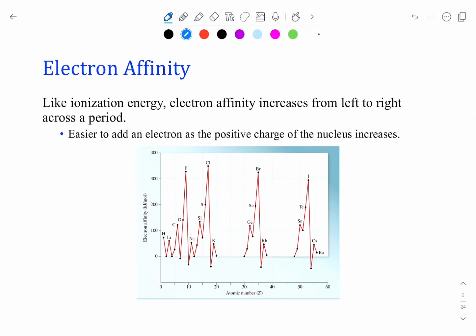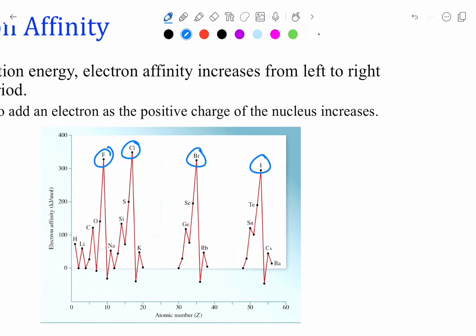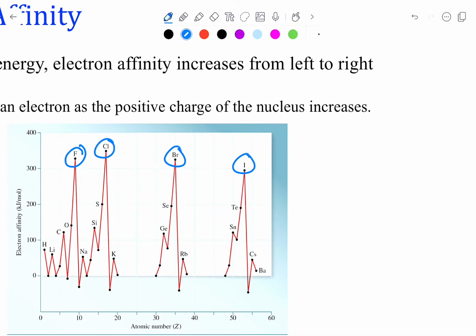So, like ionization energy, electron affinity increases from left to right across a period because it's easier to add an electron as the positive charge of the nucleus increases. Okay, so as we add more protons, that increases our positive charge, meaning it's easier to take on an electron. So we have fluorine, chlorine, bromine, iodine. They would love to take on one electron. So let's look at the orbital diagrams as to why. So let's look at fluorine.